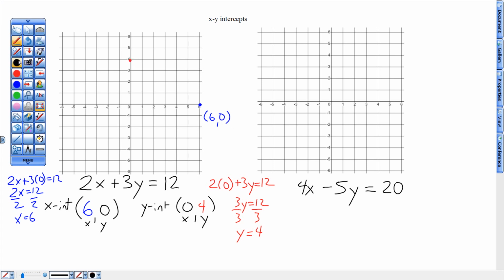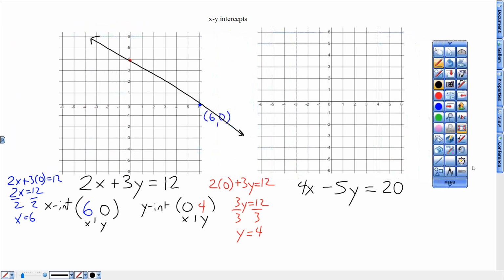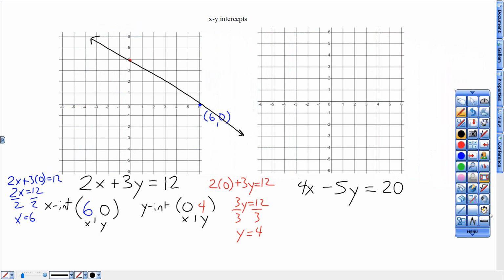I believe you're going to be doing a problem like that, graphing using just the x and y intercepts, plugging in 0 for x, plugging in 0 for y, knowing that for the x-intercept, y is always 0. For the y-intercept, x is 0. So I'd like you to try this one right here. For the x-intercept, plug in y is 0 and solve for x.